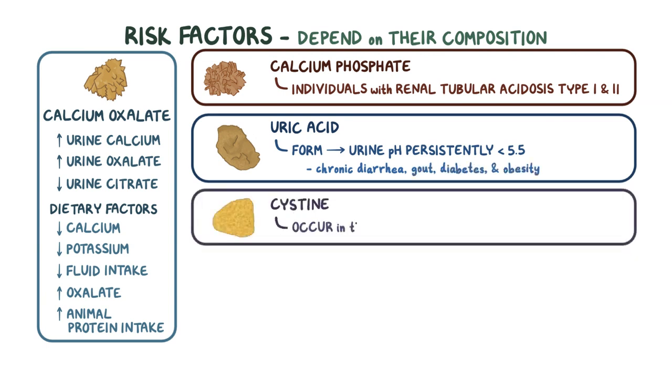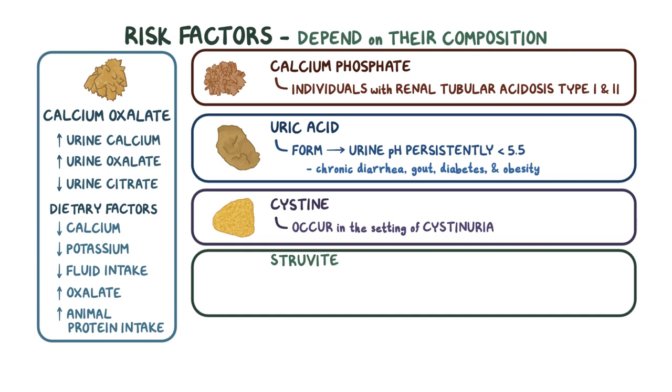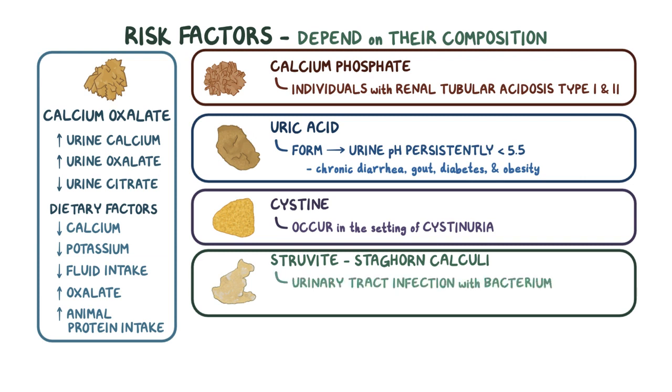Cysteine stones occur in the setting of cystinuria, a genetic condition where too much cysteine is excreted. Finally, struvite stones, also called staghorn calculi, are made up of magnesium ammonium phosphate, and the main risk factor is a urinary tract infection with a bacterium that produces urease, like Proteus and Klebsiella. These bacteria increase urine pH, making it a favorable environment for magnesium ammonium phosphate to precipitate.